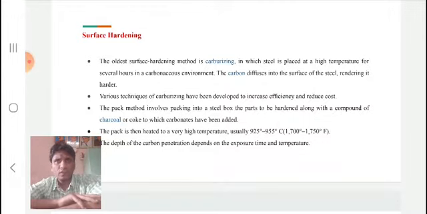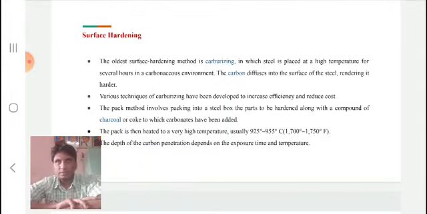Various techniques of carburizing have been developed to increase efficiency and reduce cost. The pack method involves packing into a steel box the parts to be hardened along with a compound of charcoal or coke to which carbonates have been added. The pack is then heated to a very high temperature, usually 925 to 955 degrees centigrade. The depth of the carbon penetration depends upon the exposure time and temperature.